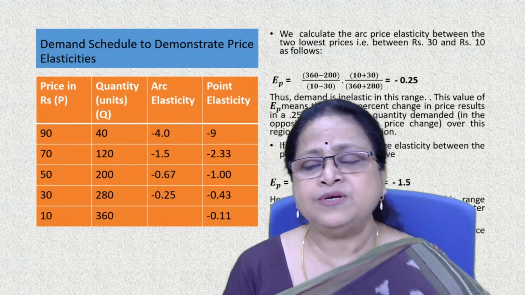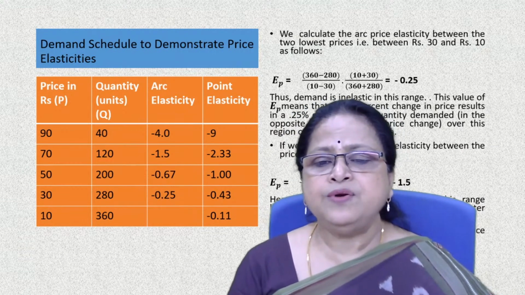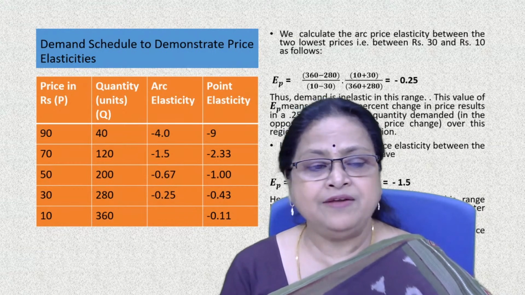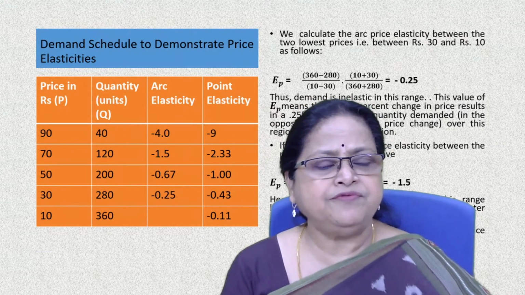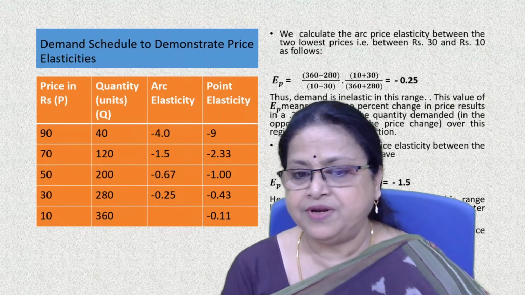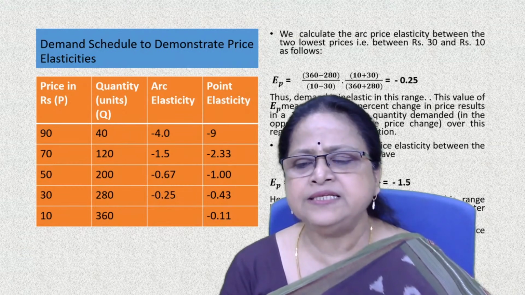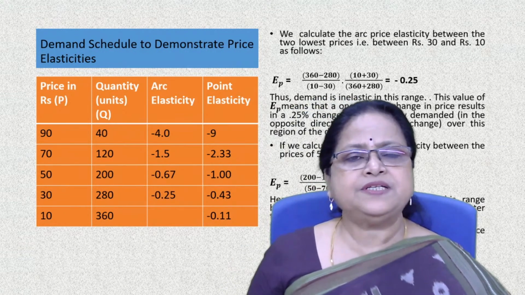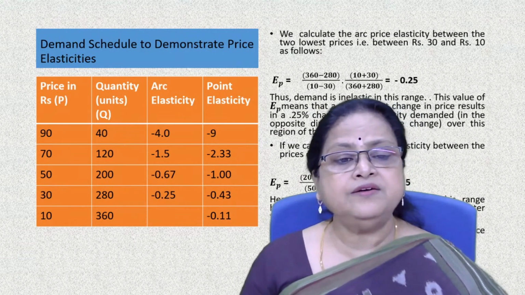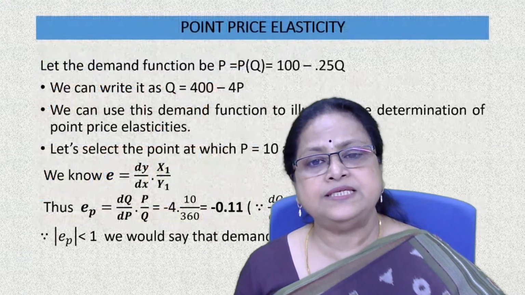The arc elasticity was 0.25, forget about the minus sign, and now it is becoming 1.5 when the price is between 50 and 70. So demand is price elastic in the second case, because the percentage change in sales is greater than the percentage change in price. And look at the figure, you find that elasticity EP is changing.